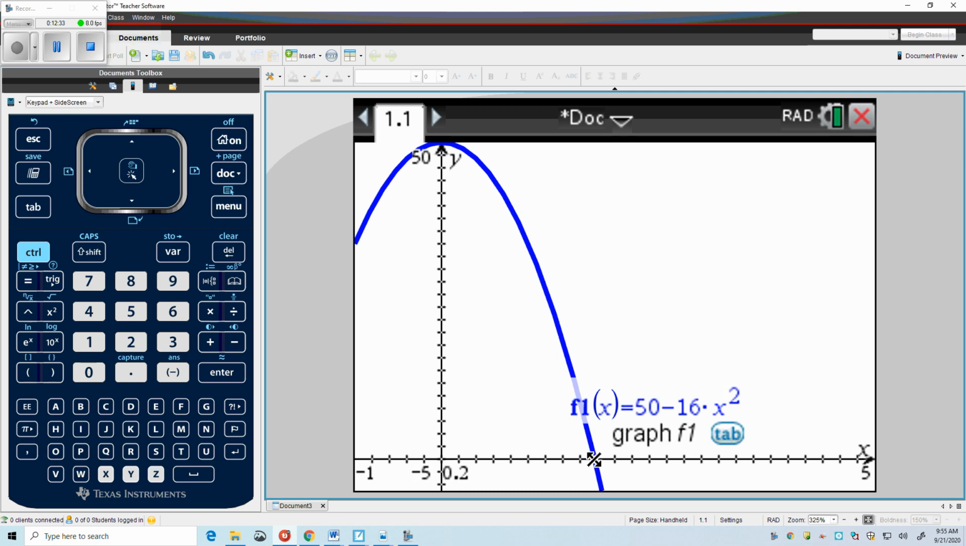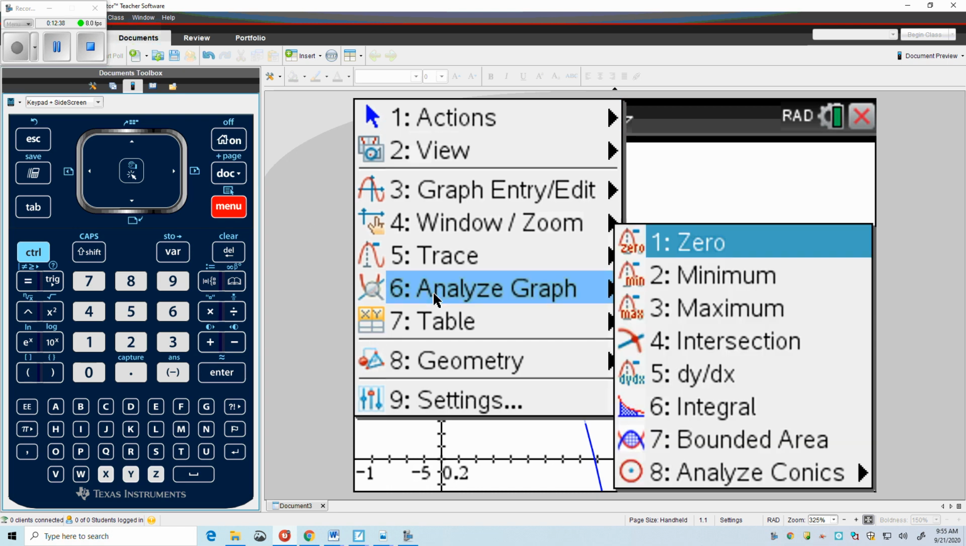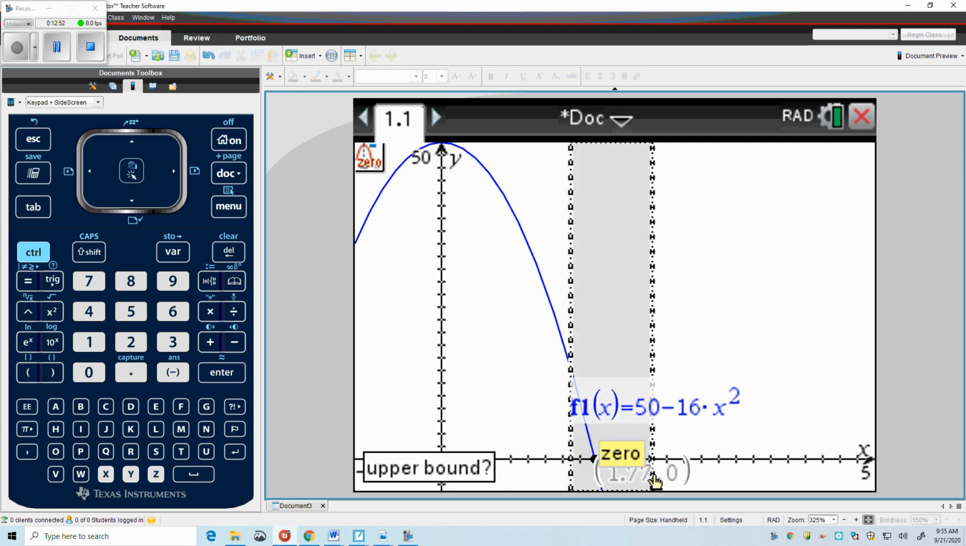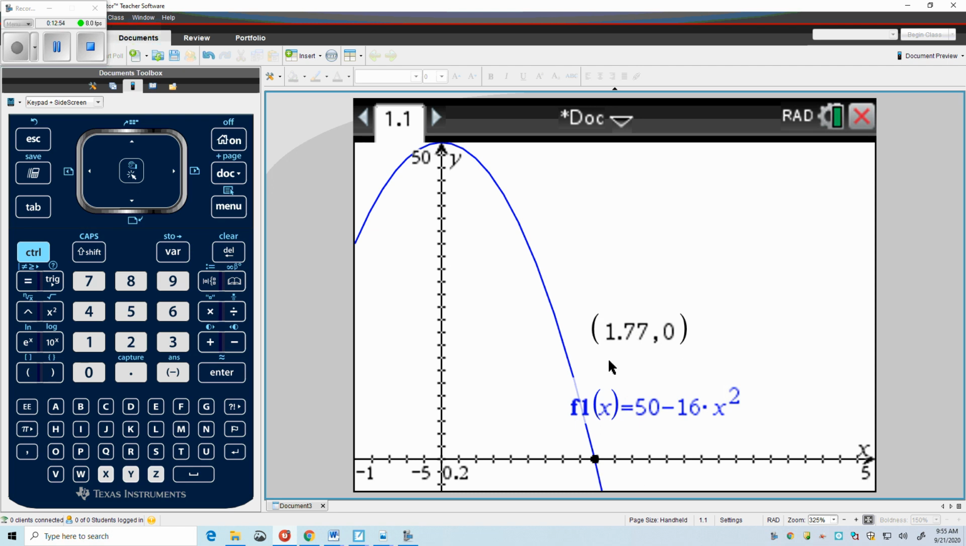So what I need to do is I want to evaluate this location. If we go into menu, we do analyze graph, I want to find what's called the 0. And again, notice these questions, lower bound, upper bound. So I want to go to the left of where I think it's going to hit, which is there. So I'm going to go to the left, anywhere to the left, anywhere to the right. And now notice I get this value. And they're asking us to round to the nearest tenth of a second. So nearest tenth, if I were to round this up, that would give me 1.78 for my value of when the ball would hit the ground.